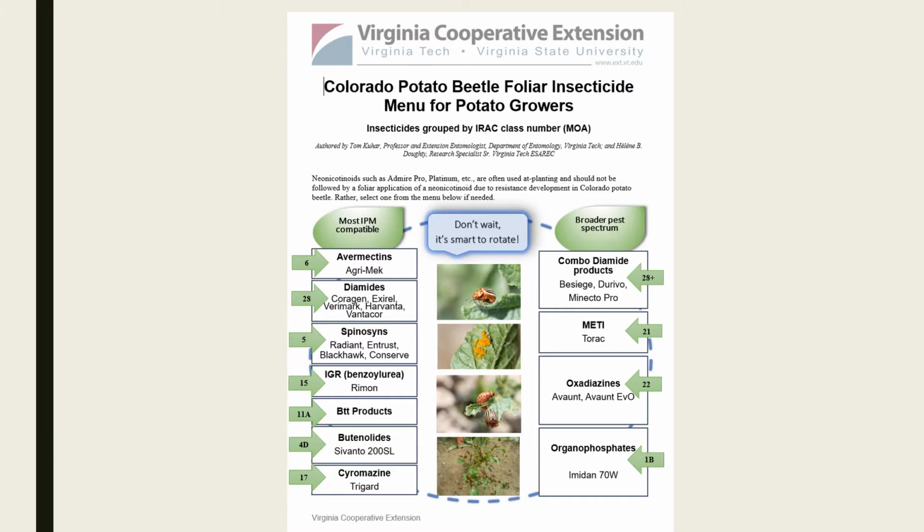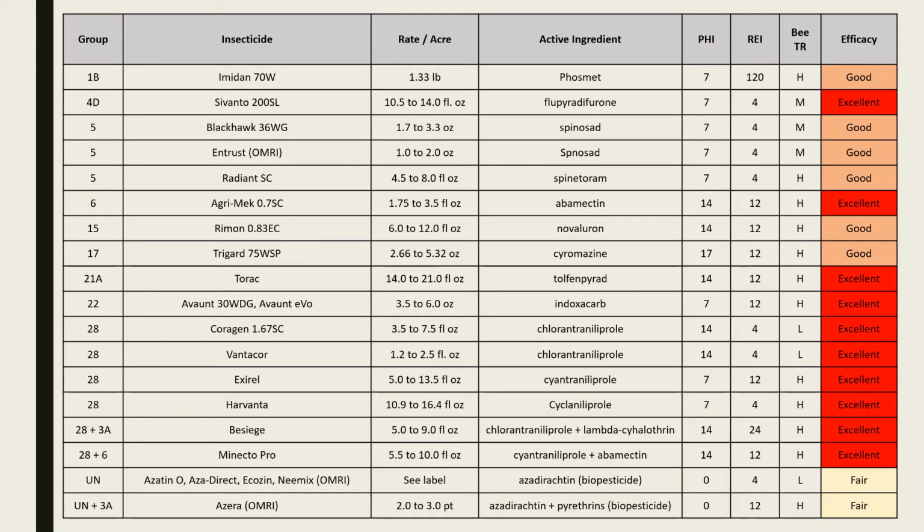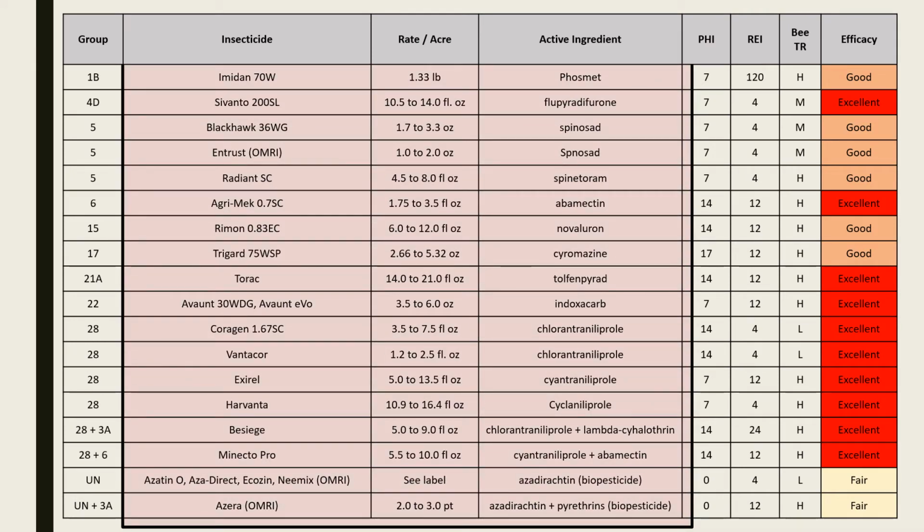The same information is currently located as a VCE publication on the Virginia Cooperative Extension website with the link right here. This is a Colorado potato beetle foliar insecticide menu for potato growers, which classifies the insecticides that you can use for foliar application at any time or after at-planting insecticide application, classified by group. So here are all the different types of insecticides that are available for you, their rate and their active ingredient.